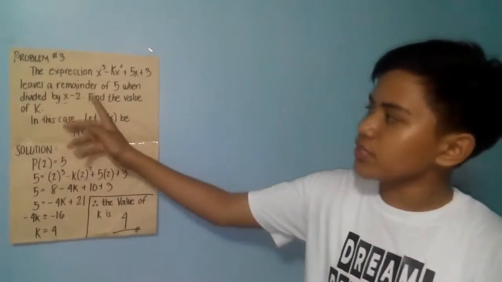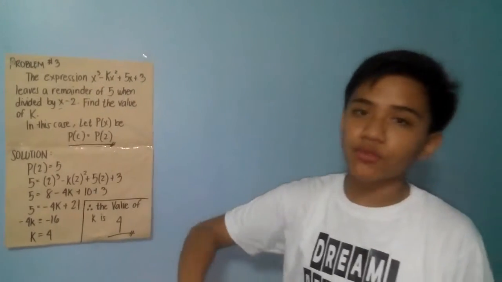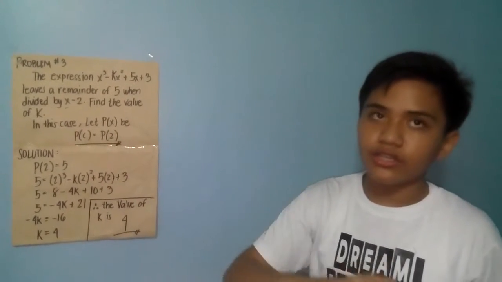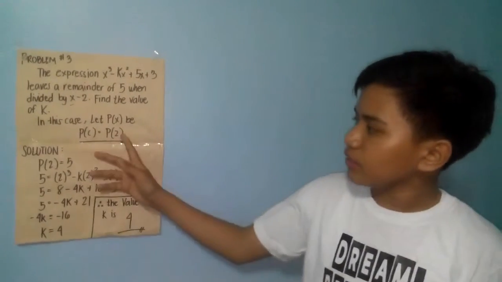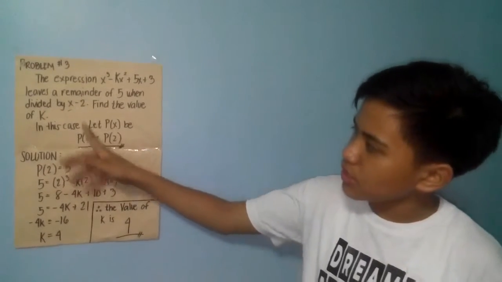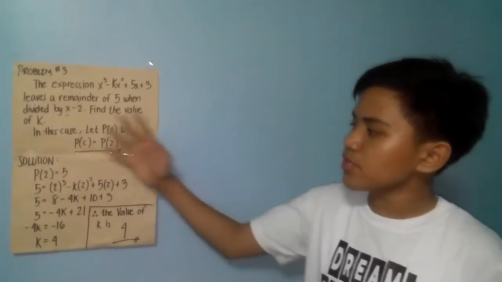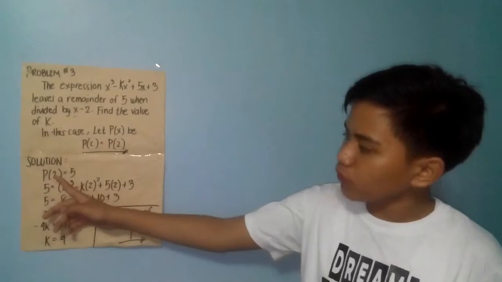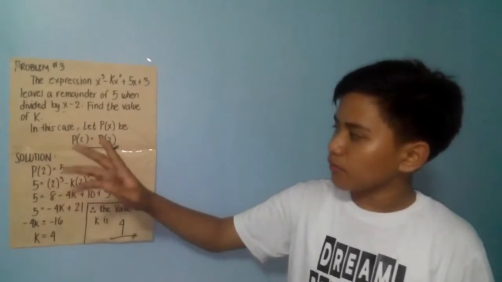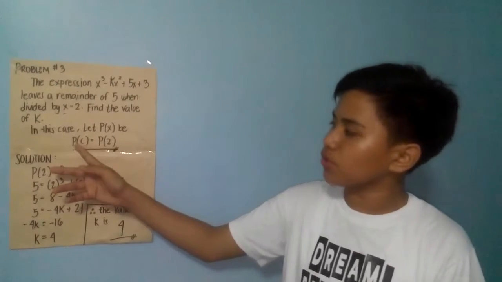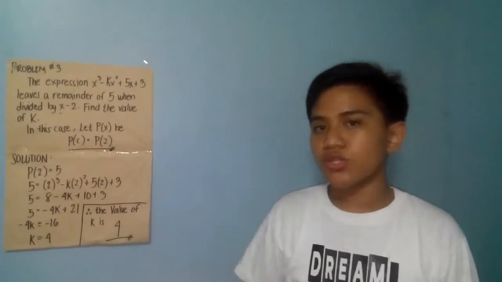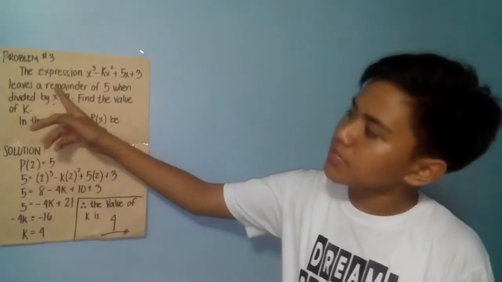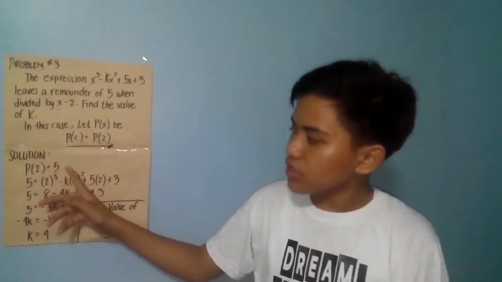Why p of 2? On the divisor x minus 2, we transpose the negative 2 to the other side, and it will turn to positive 2. Positive 2 will be the value of c, and that's why p of c is equal to p of 2, because c is equal to positive 2. And then the value of c will be substituted for all the x in the polynomial. So p of 2 is equal to 5. Why? Because as in the intro, p of c will also result in the remainder. It's given in the problem that it leaves a remainder of 5.